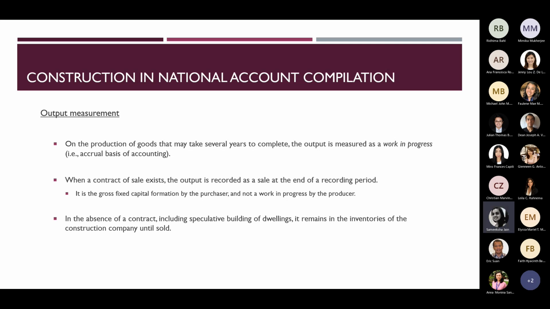And in such a scenario, that is, if a contract exists, during the construction period, it is recorded as the gross capital formation for the purchaser and not in the work in progress by the producer, because a sale agreement here has already been made at the outset. Now, once this construction is completed, the output will then be recorded as sale at the end of the recording period. The second scenario, which is the absence of a contract, such as when dwellings may be constructed based on, say, speculative demand, etc., the dwelling in question then remains in the inventory of the construction company till the time they are sold, and then it is recorded as an output.